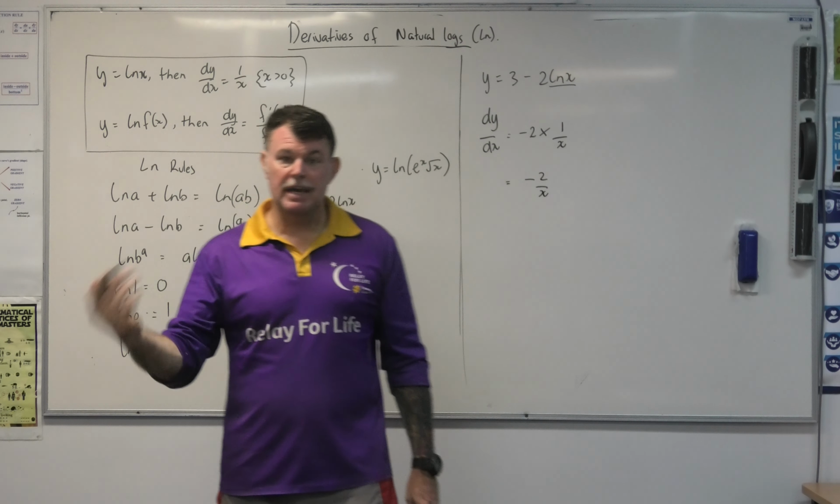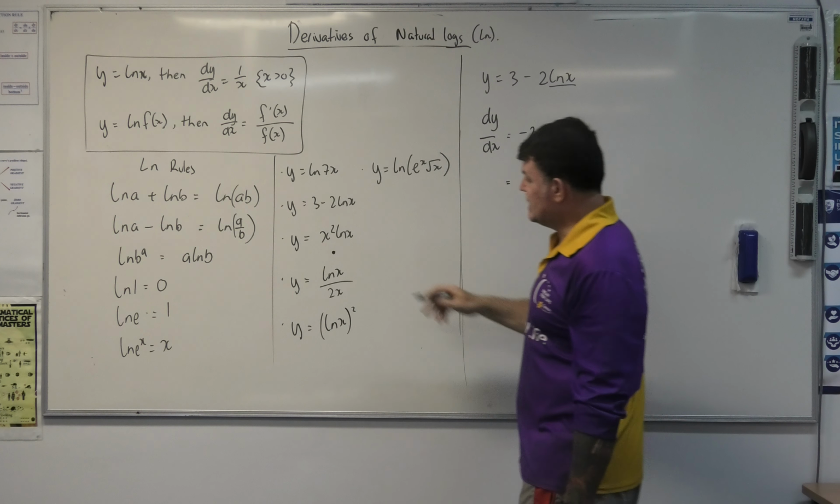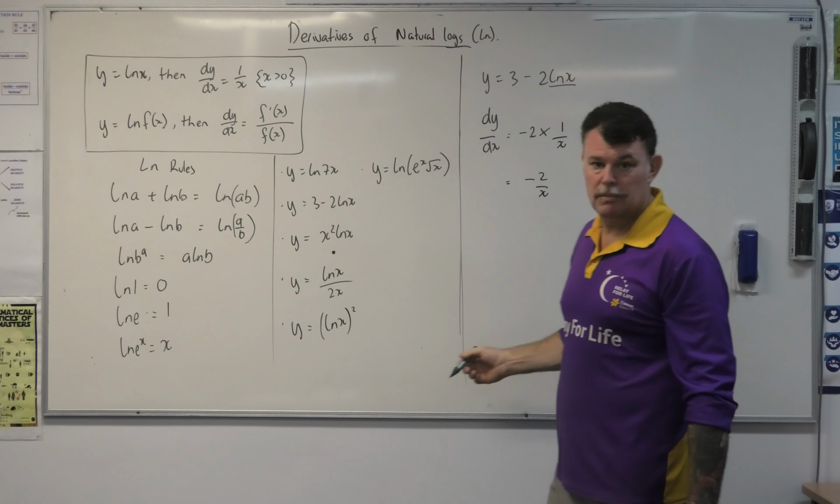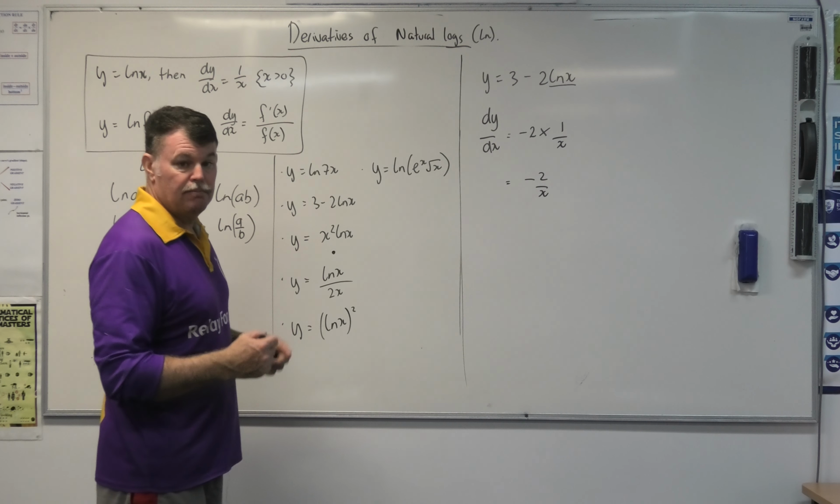So my final answer when I look at this is negative 2 on x. Different to the 7x because we had the 2, but if you had something that looked like a 2 out the front, then you would have 2 on x again. Okay? So that's your final answer, negative 2 on x.